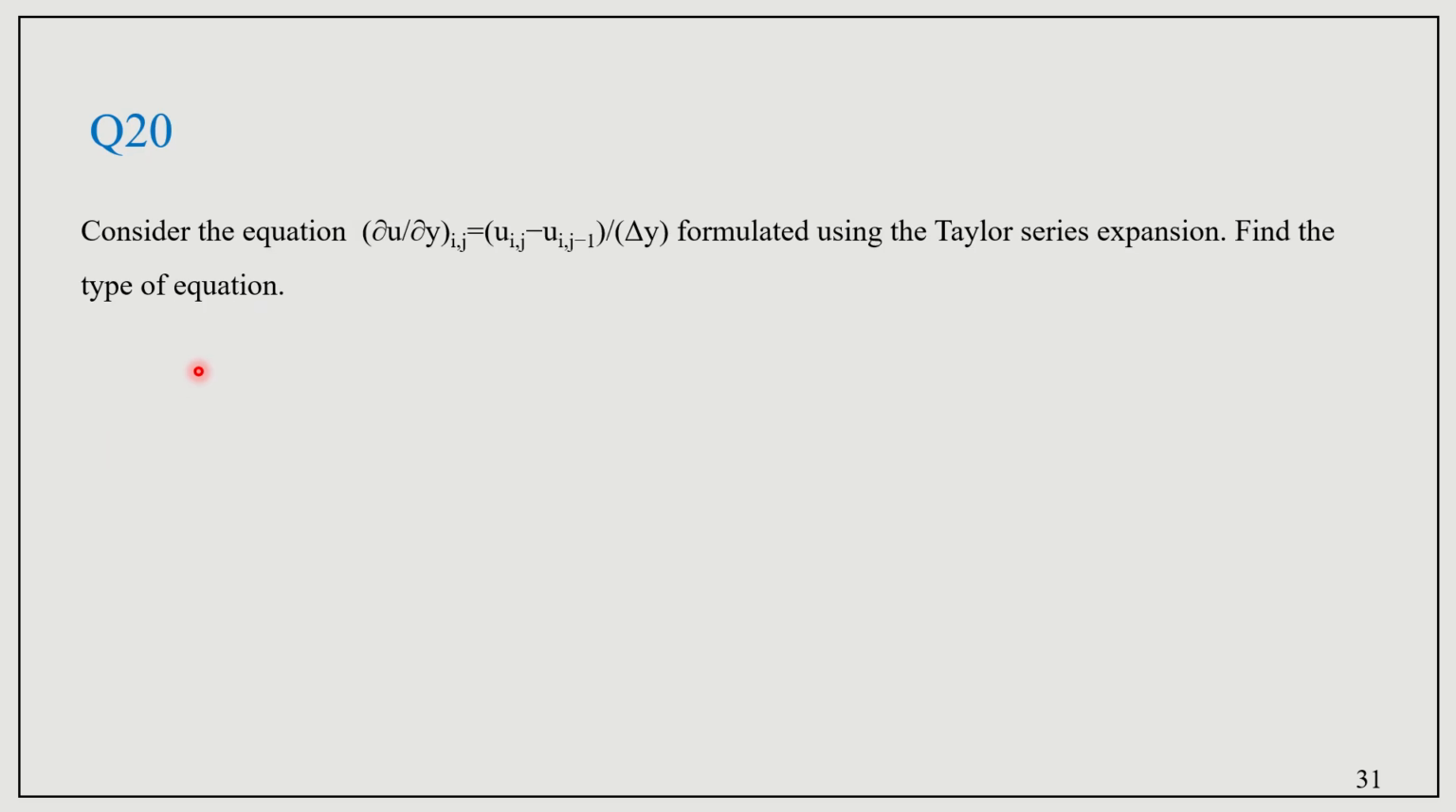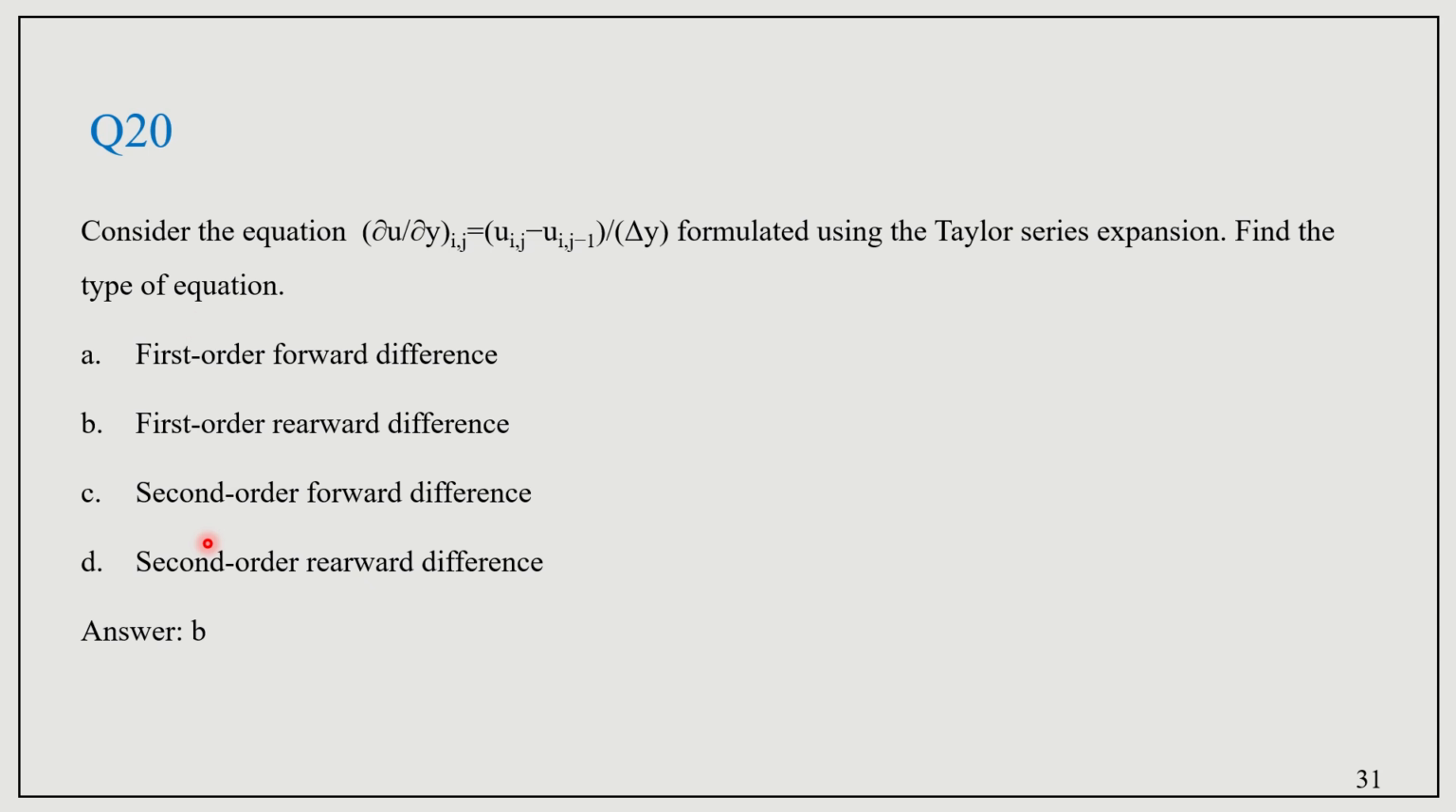So consider the equation dou u by dou y at i comma j equals u at i comma j minus u at i comma j minus 1 divided by delta y. Find the type of equation. If we solve it, we will know that it is a first order backward difference approach. So option B is the right answer. Answer is option B.